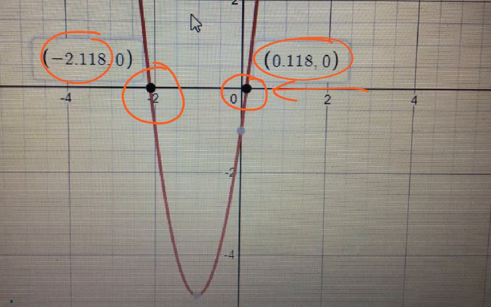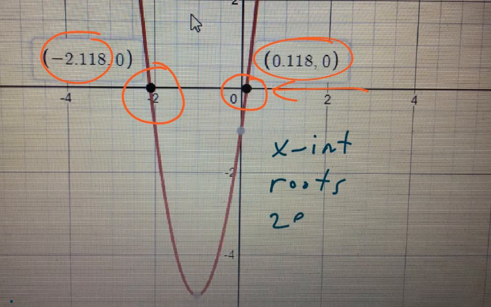That's what the quadratic formula does. It gives you your x-intercepts, okay? It gives you what we call the roots, or the zeros of the problem.